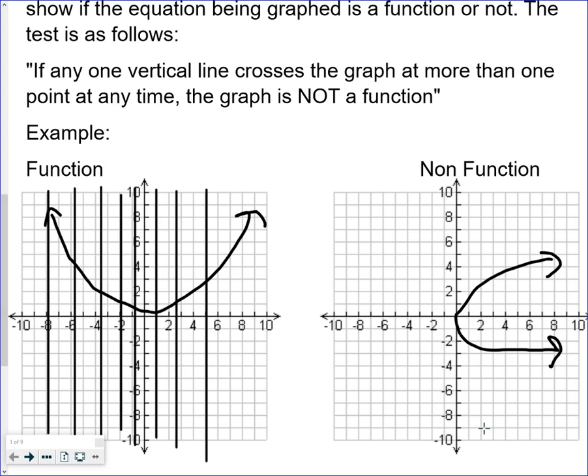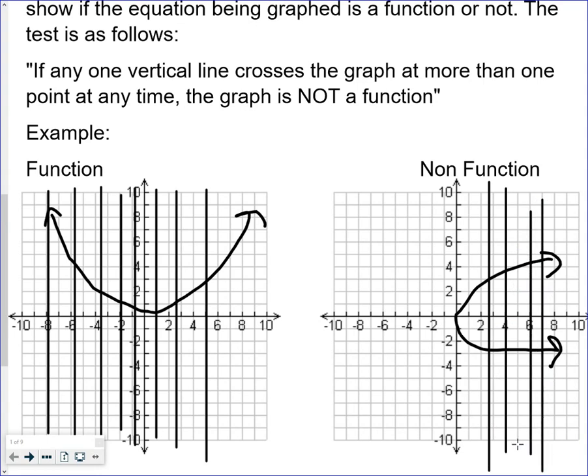This, however, is not, because if I draw a vertical line here, this vertical line hits the graph twice, once up here and once down here. So does this vertical line, and so does this one, and this one. So there are a lot of places where this graph fails the vertical line test because it hits the graph more than once. And there's more than one design for this. It only needs to happen once. If this double hit happens just one time, then it's not a function.